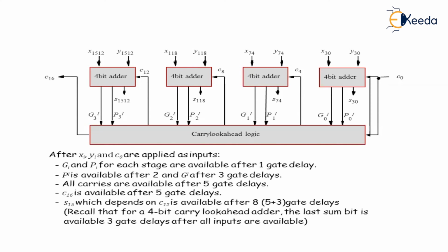Now, when you look at this diagram, Gi and Pi at each stage are generated after one gate delay. Pi is available after 2 and Gi is available after 3. So in all we have 5 gate delays. Now the carry bit is generated after 5 gate delays. The sum that we obtain, S15, which depends on carry 12, is available after 8 gate delays. Now we need to recall that for a 4-bit carry look ahead adder, the last sum bit is available after 4 gate delays once all the inputs are available.